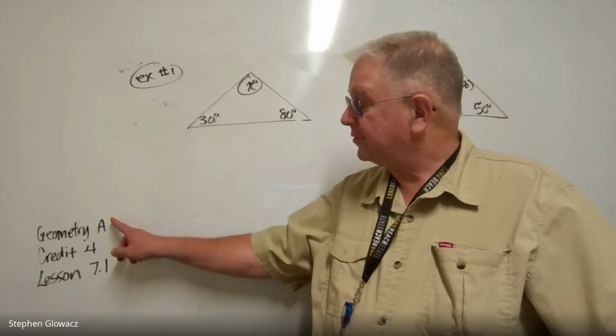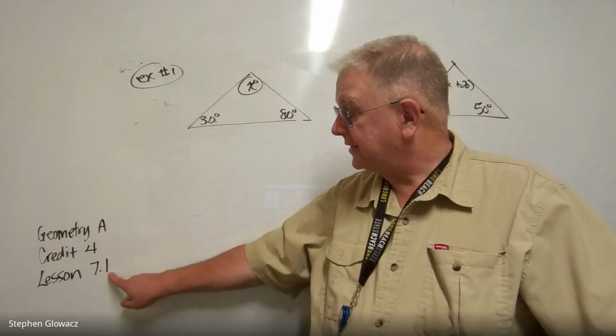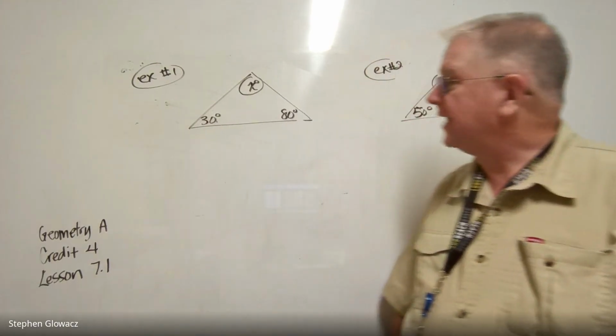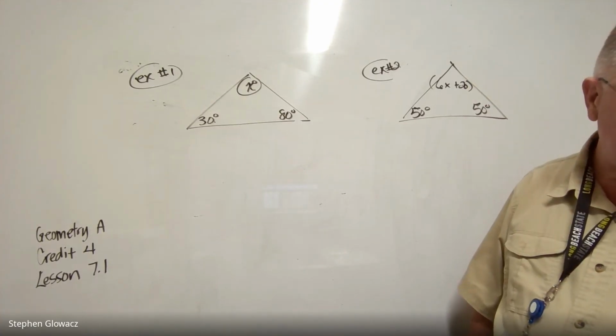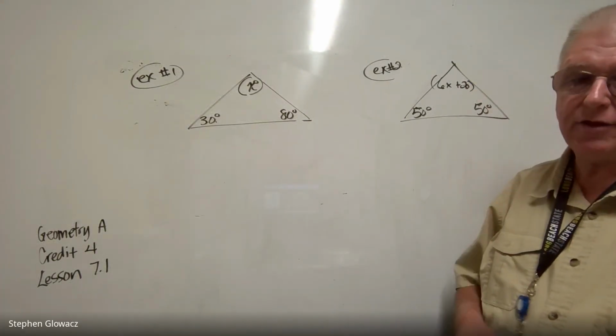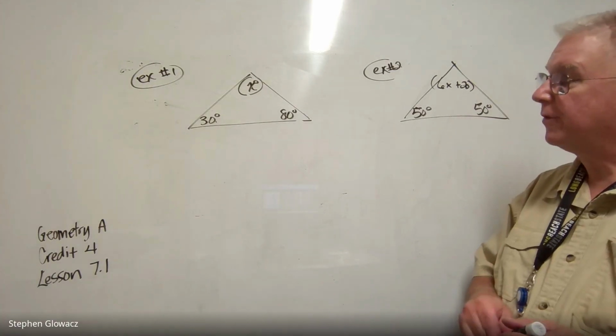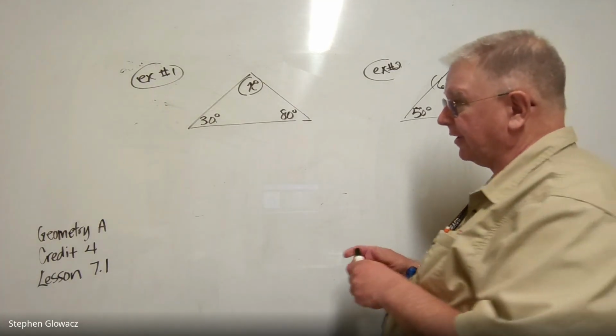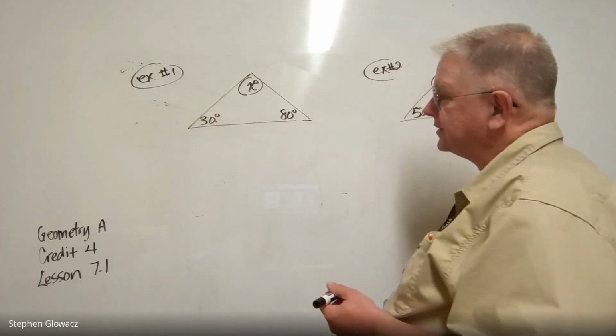These are the examples for Geometry A, Credit 4, Lesson 7.1. Our example for problem number 1 is we're trying to find a missing angle here. And recall that in any triangle, the sum of the three angles is 180 degrees. And so that's what we're going to use to set up our equation here.